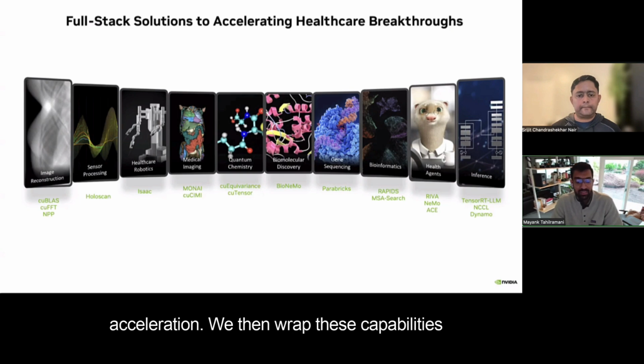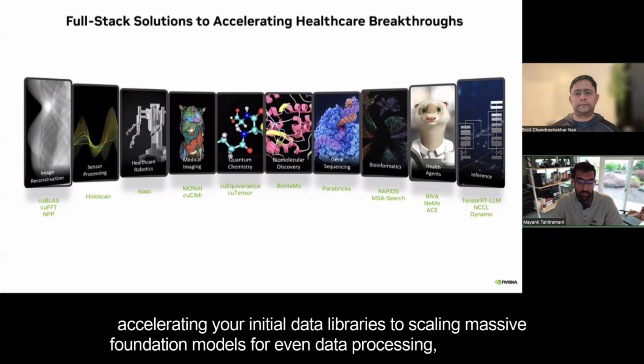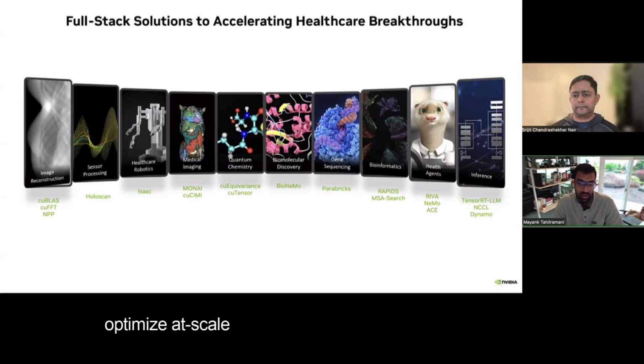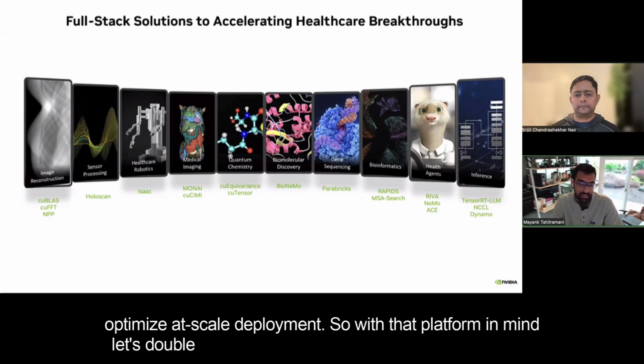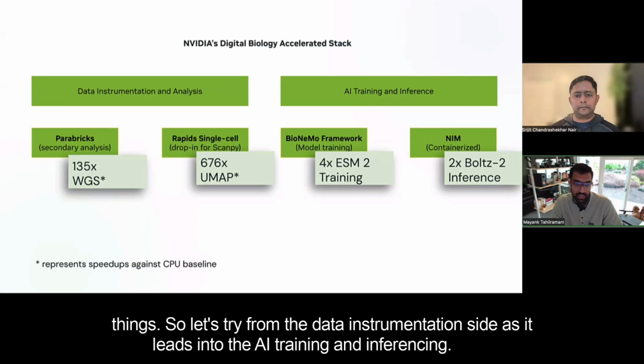We then wrap these capabilities in high-level, easy-to-use frameworks. This allows you to go from accelerating your initial data libraries to scaling massive foundation models or even data processing, and finally, to optimize at-scale deployment. So with that platform in mind, let's double-click specifically into the biomolecular side of things. So let's start from the data instrumentation side as it leads into the AI training and inferencing.